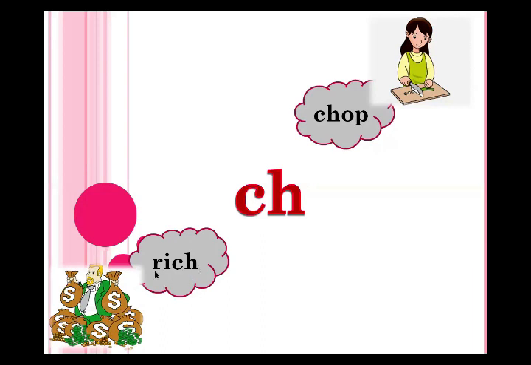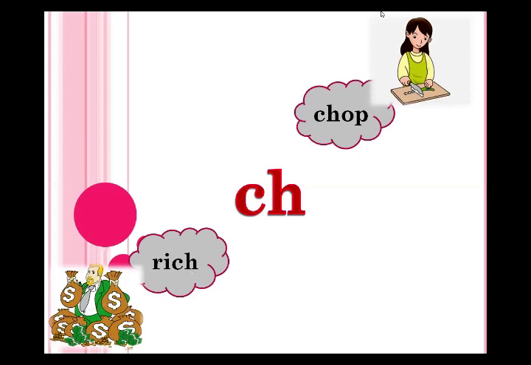Can you tell me the ending sound? What is the ending sound? Yes, the ending sound is cha. Rich ending sound is cha. As I told you, sometimes these sounds come in the end of the word. So here the cha sound is in the end of the word. Rich, R-I-C-H, rich.